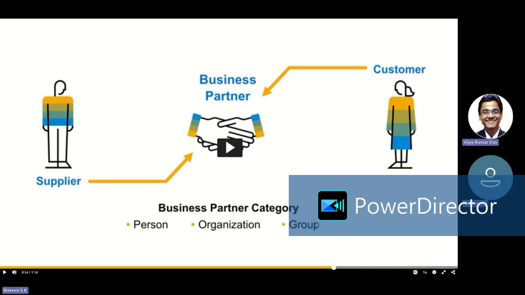Generally, when creating a BP as a supplier, we select organization. Mostly we use organization for vendor creation. The group and person options are for a customer to create their internal BPs. For an external vendor, we use organization as the category.